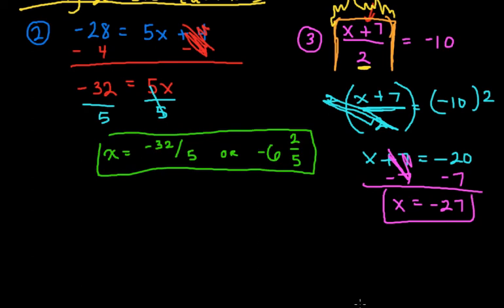negative 27. All right, I'm Mr. Bork, and that was solving two-step equations.